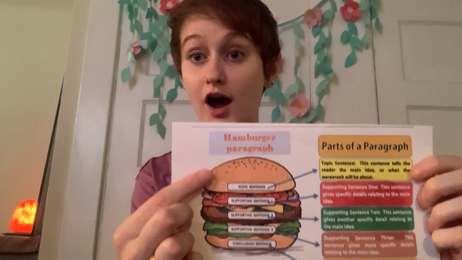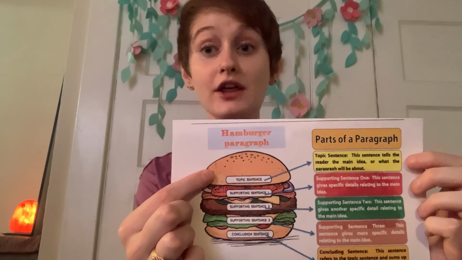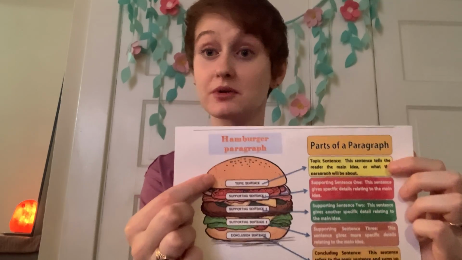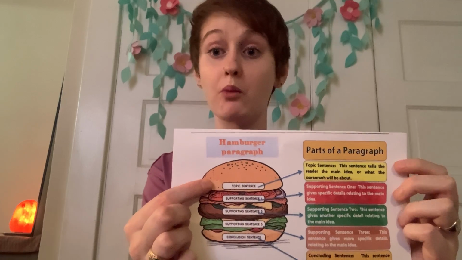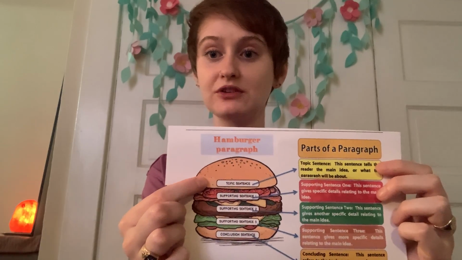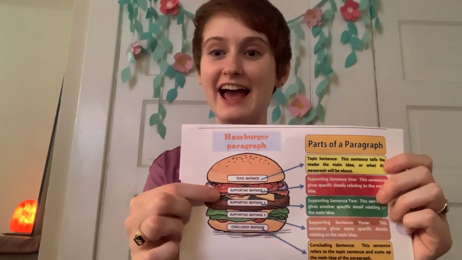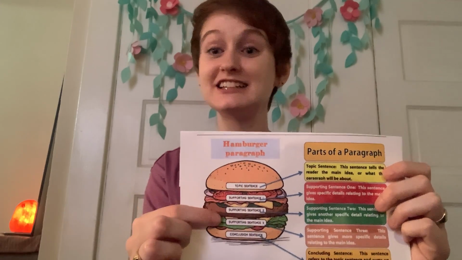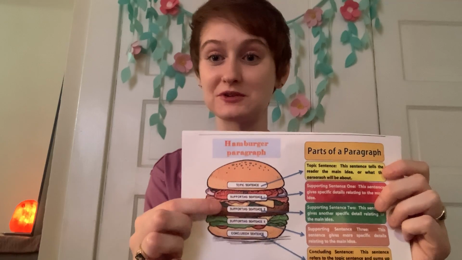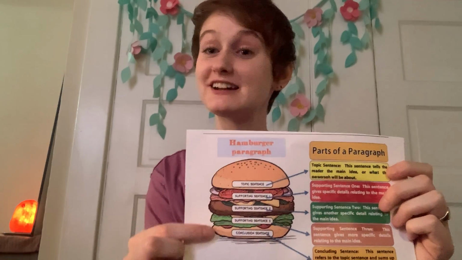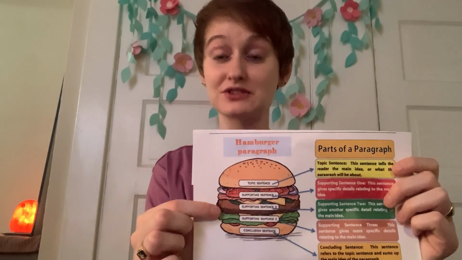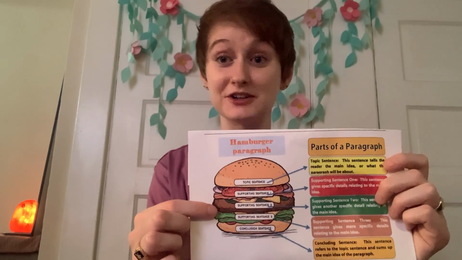So I'll say it again. Remember that we have our topic sentence that's going to tell you what the paragraph's going to be about, because remember that a paragraph is going to be about one idea. So we're going to have our topic sentence and then 3 supporting sentences that are the meat and the juicy details of our paragraph. So we've got our cheese and our tomato and our meat and our lettuce. Those are all the things that are in the middle that make it good and juicy.